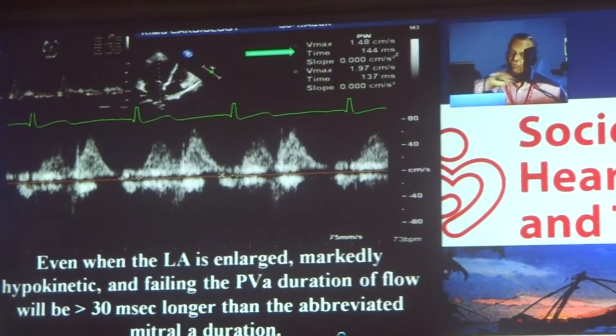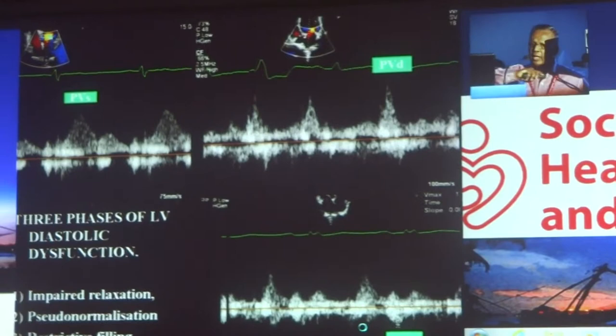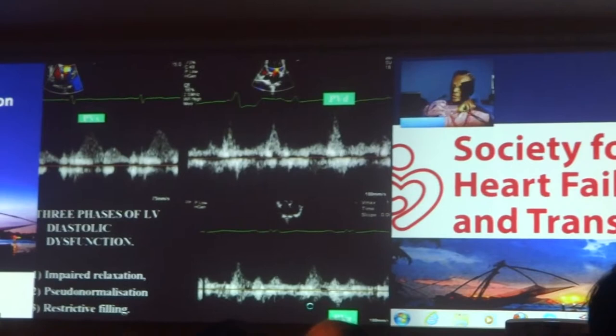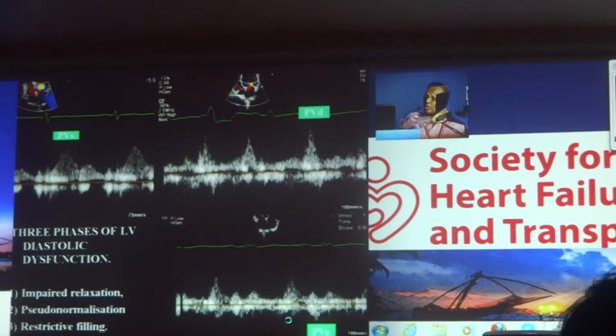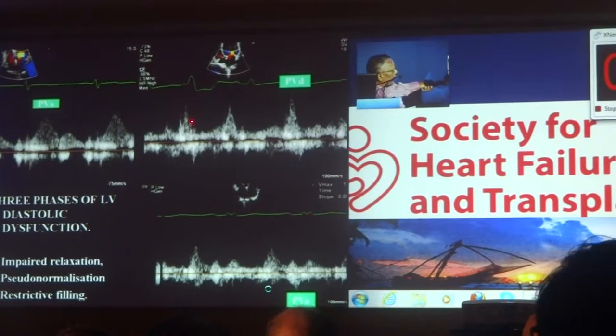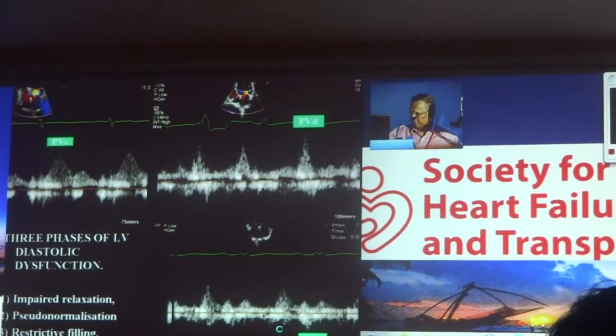The three phases of diastolic dysfunction could be much better appreciated in pulmonary venous flow tracings. Unfortunately, only in about 75% of patients can you get a good quality pulmonary venous flow pattern. Impaired relaxation, pseudonormalization, and restrictive patterns could all be identified if you can get a good quality pulmonary venous flow pattern.